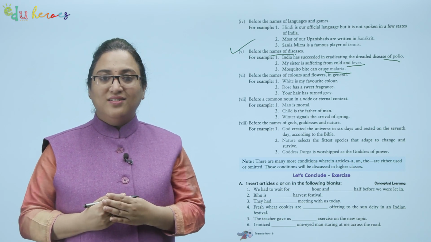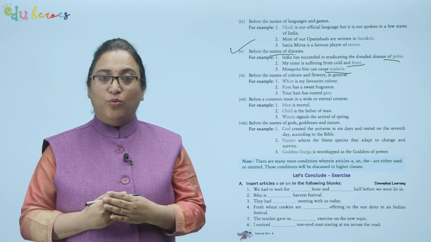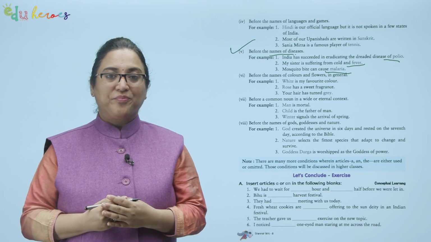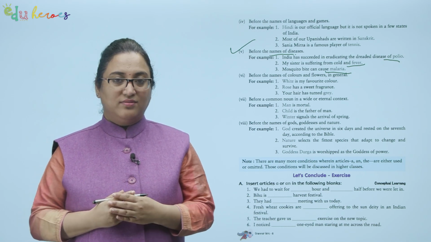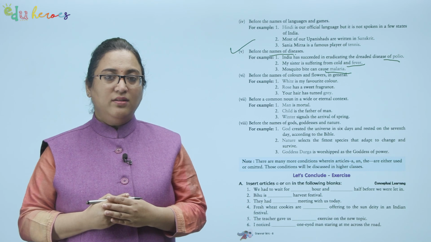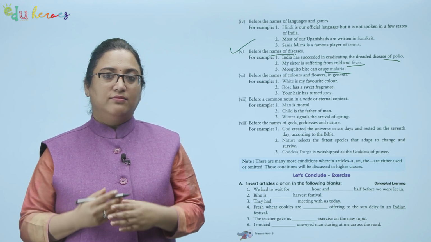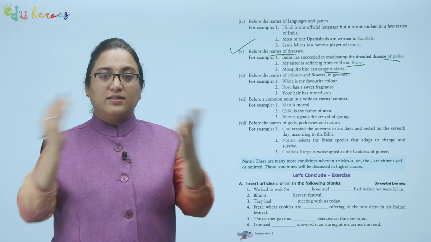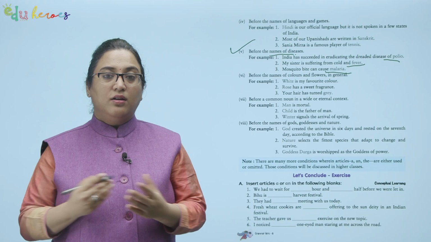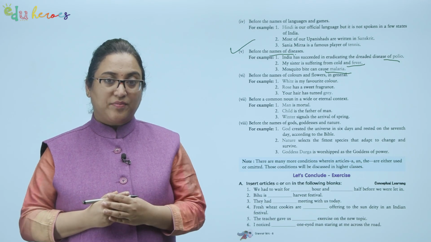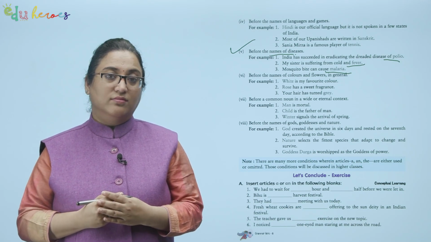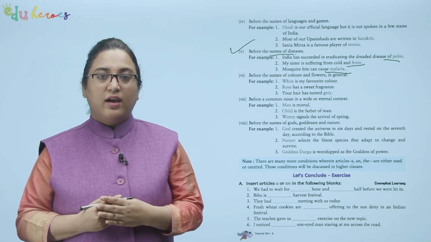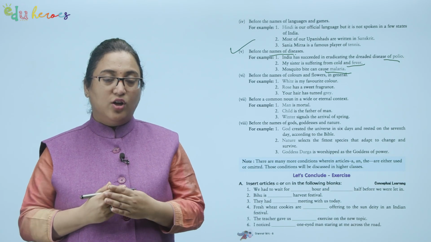We have another rule. Before a common noun in a wide or eternal context. Let's see how. Man is mortal. Mortal is the one whose life gets ended one fine day. So man here is not just any particular man, but man as in category or in an eternal context, in a wide context. So the man is mortal is wrong. Similarly, child is the father of man, and winter signals the arrival of spring.